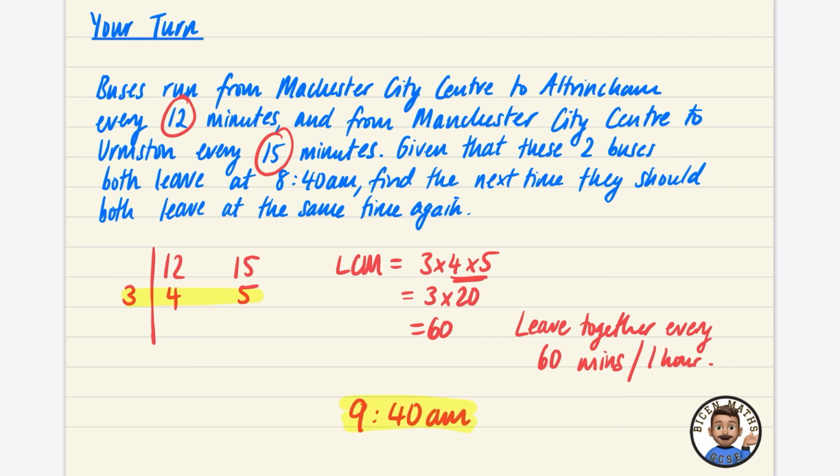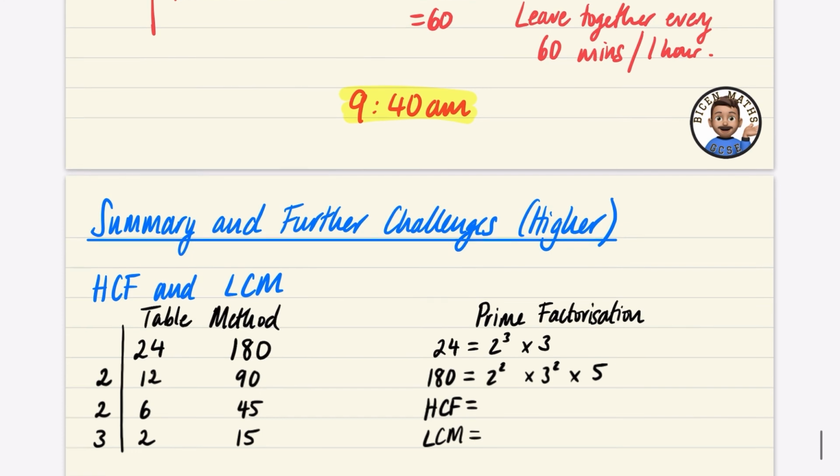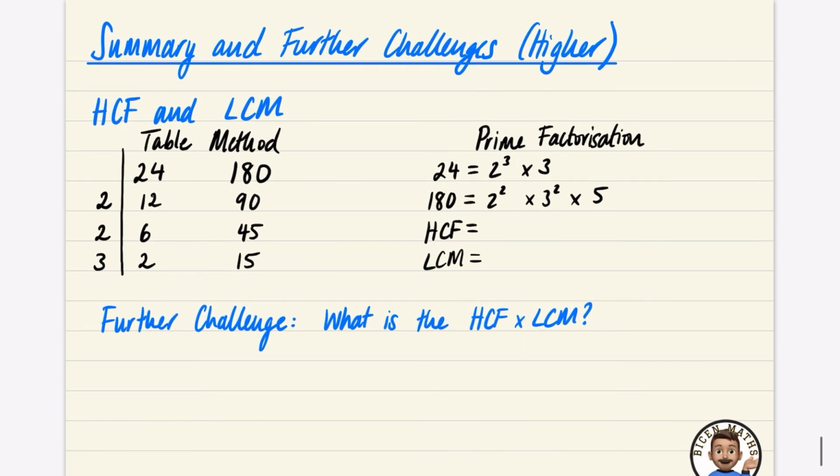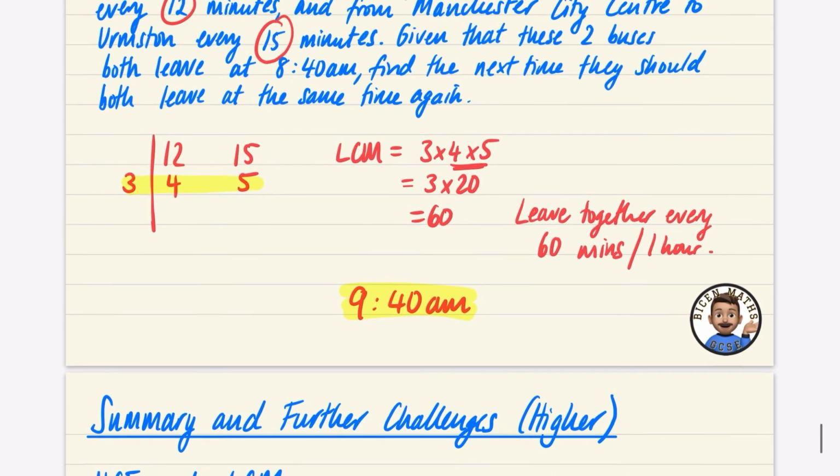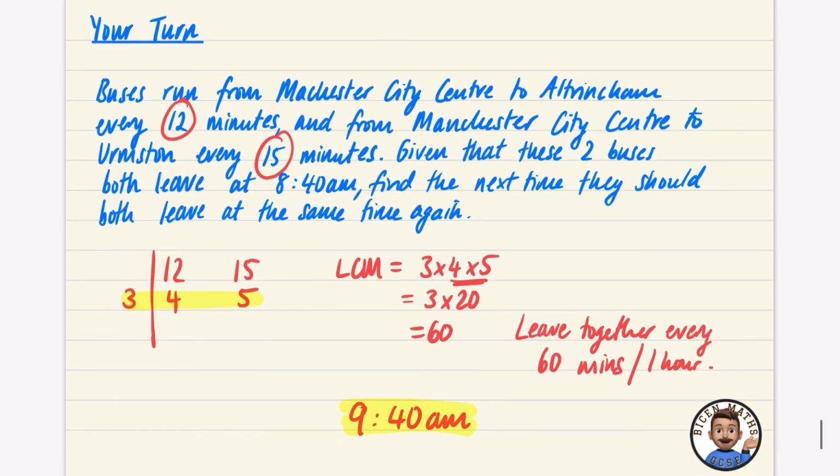Okay, so if you are doing higher tier, you might want to stick around for the next video where I just kind of stretch this and try some trickier kinds of problems. Otherwise, that's everything that you need for the foundation tier for the highest common factor and the lowest common multiple.